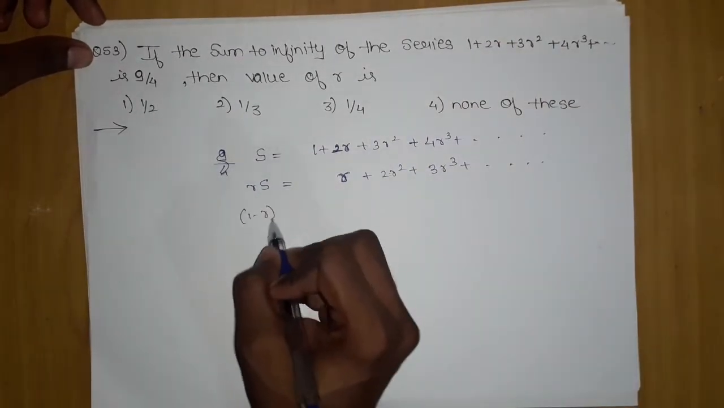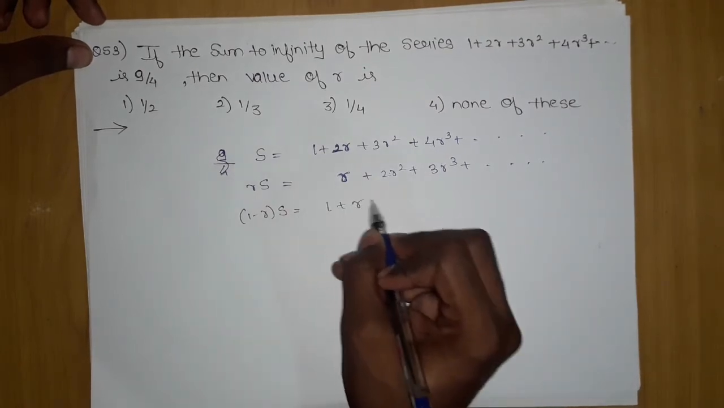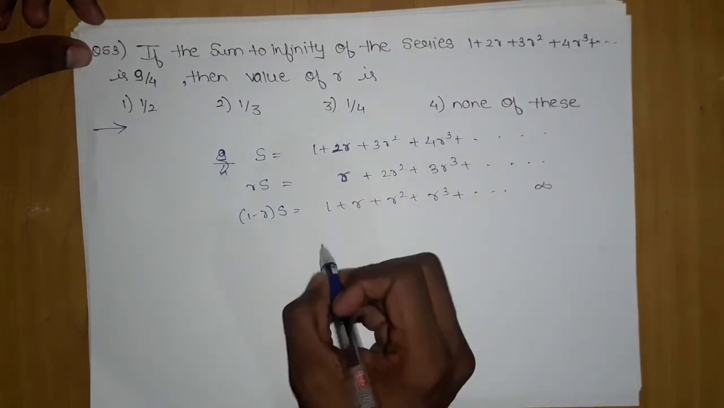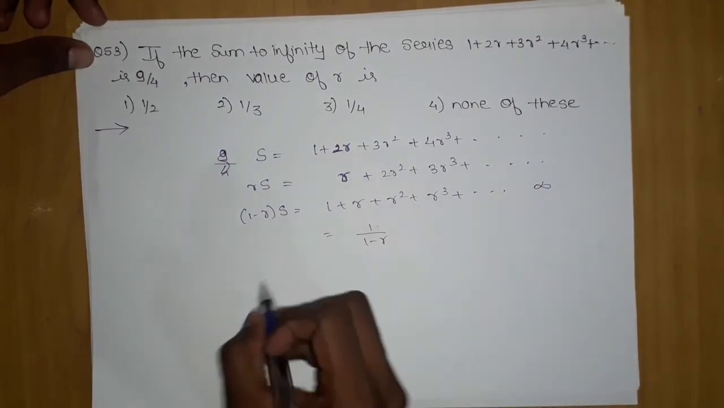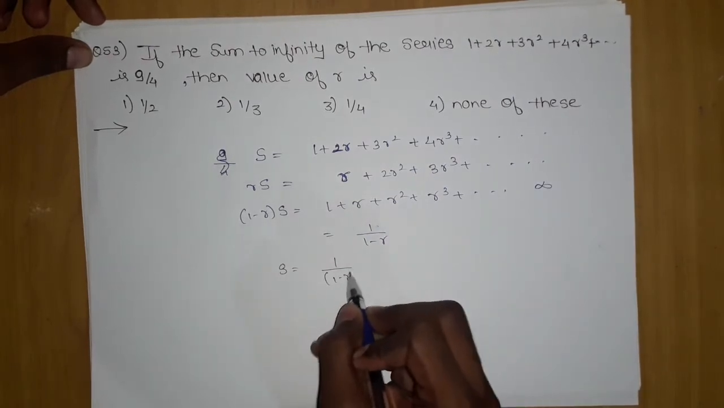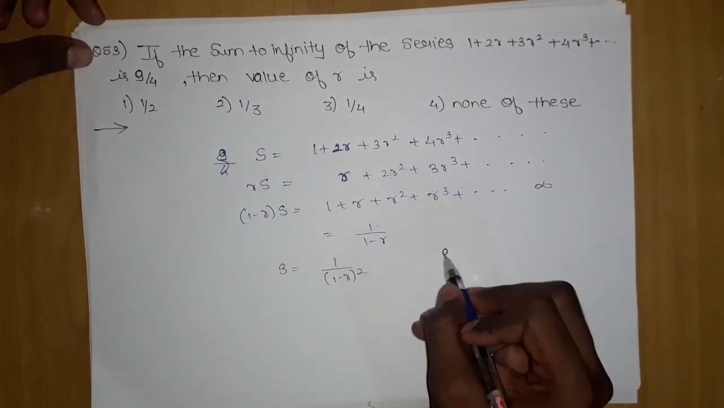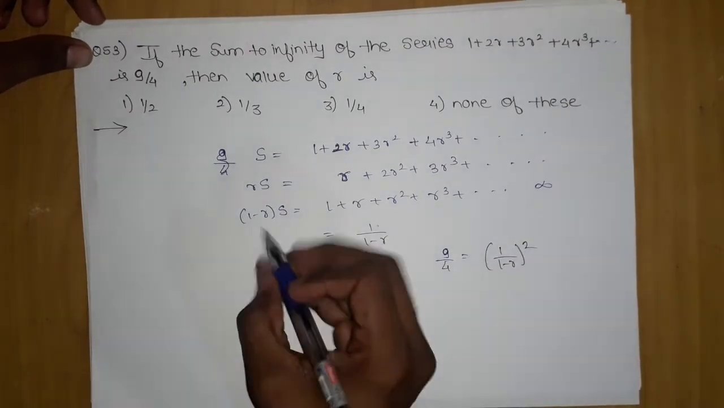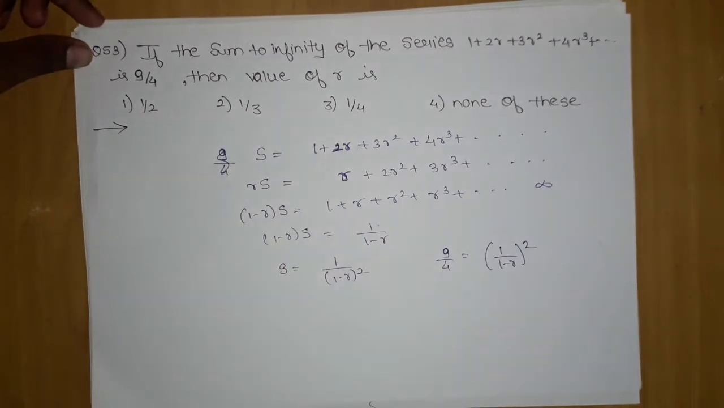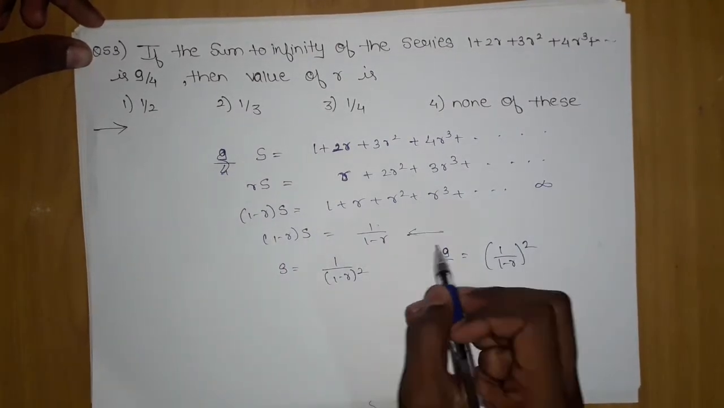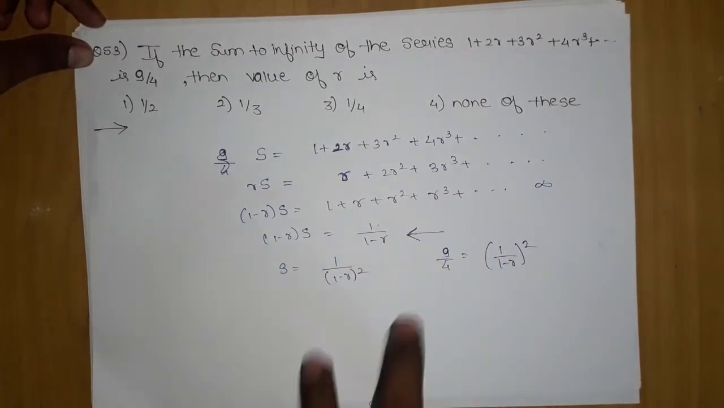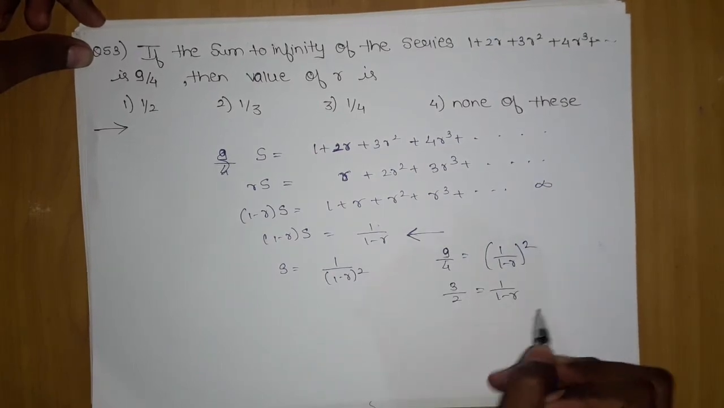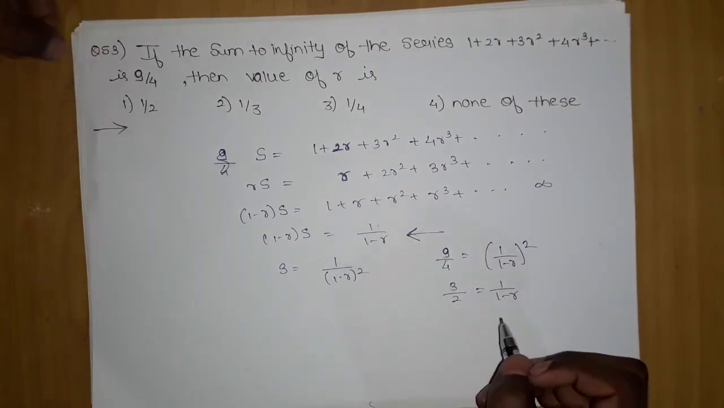So (1 minus r) into S equals 1 plus r plus r square plus r cube and so on till infinity, and this will become 1 upon 1 minus r, giving me S equals 1 upon (1 minus r) square. And I know S is 9 by 4, so I can write 9 by 4 equals 1 upon (1 minus r) square. Till here you should be crystal clear, you should do it on your own. If you get stuck in calculation, it means your calculation is weak. After this, this will become 3 by 2 equals 1 upon 1 minus r, which will give me my answers.